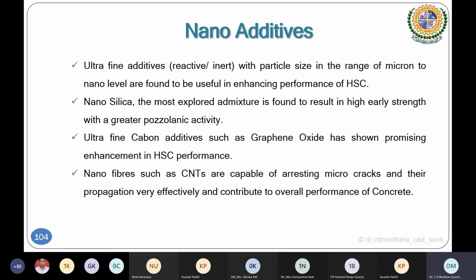Nano additive is also one of the materials that is an ultra-fine, reactive additive, with particle size in the range of micron to nano level, found to be useful in enhancing the performance of the HSC. Nanosilica, the most explored admixture, is found to result in high early strength with a greater pozzolanic activity. Ultra-fine carbon active additives such as graphene oxide have shown promising enhancement in HSC performance. Right? So nanofibers such as CNT, carbon nanotubes, are capable of arresting microcracks and their propagation very effectively and contribute to the overall performance of the concrete.